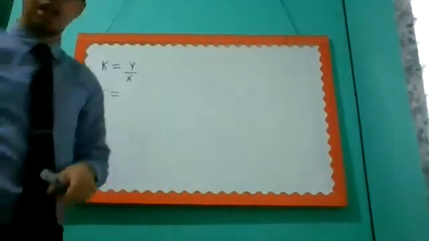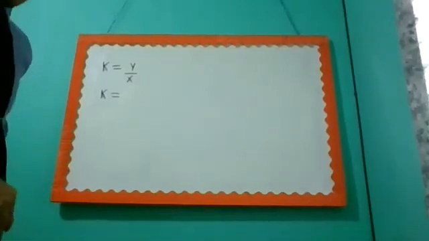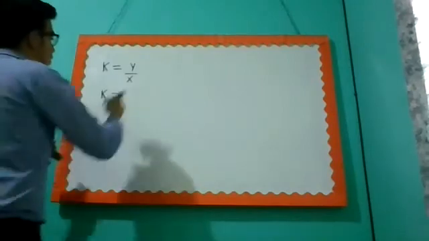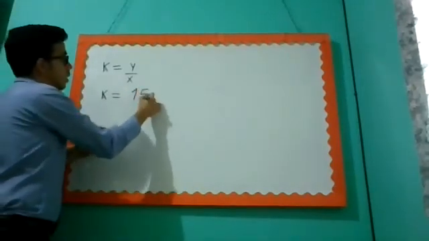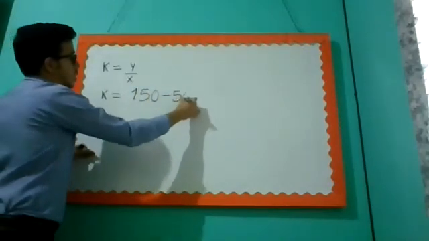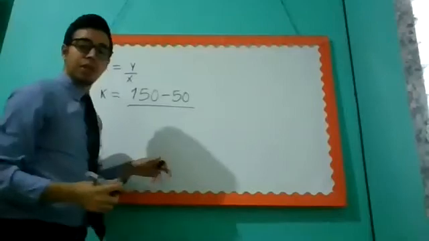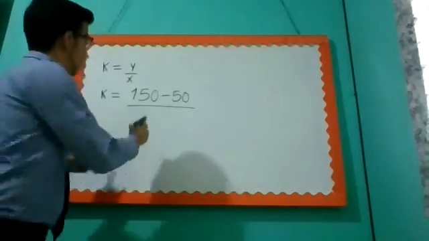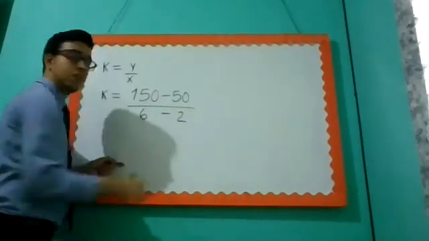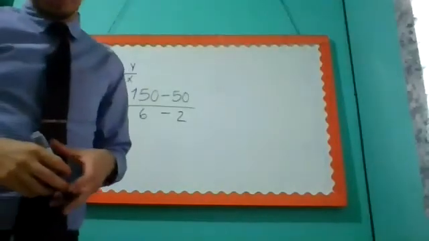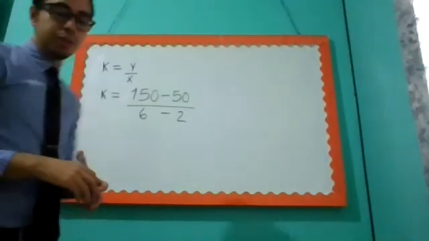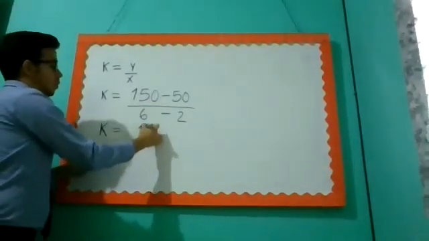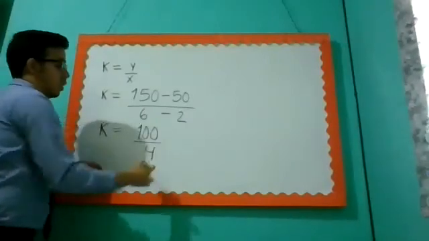We have the 2 points, K is Y over X. You have 150 minus the other value for Y, that is 50, over the values for the X, that is 6 minus 2. You need to complete this in the blank spaces. In the blank spaces, you have 6 minus 2 equal, K is equal 100 over 4.